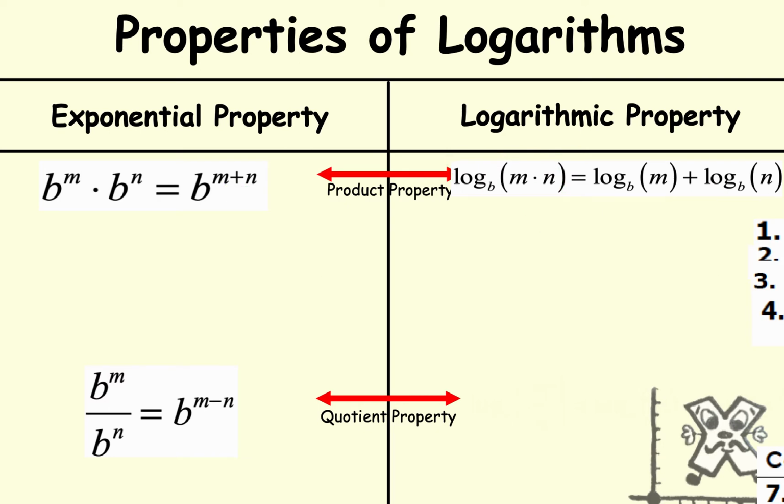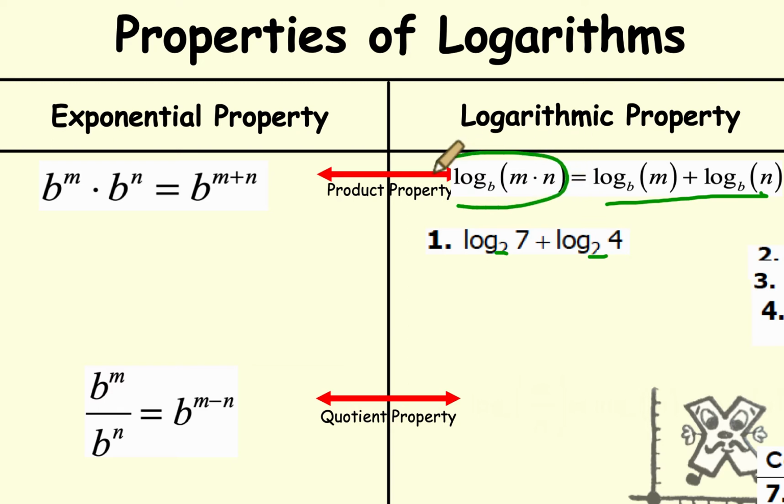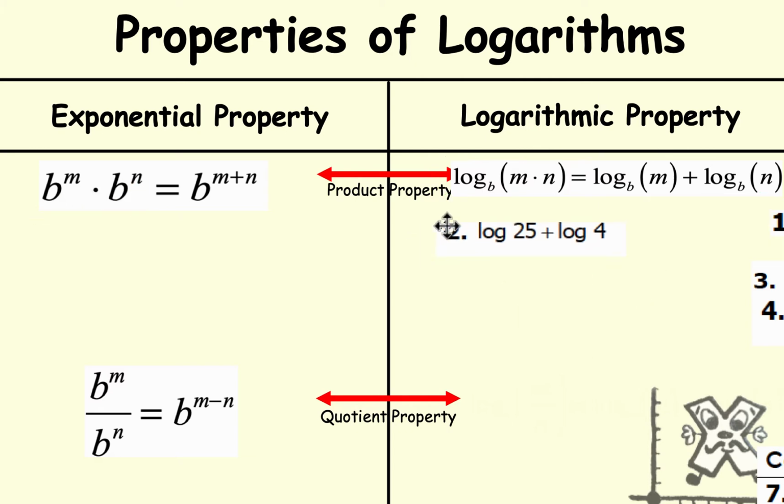So let's try it. Both of these have the same base, which is 2, even though you can't see the 2. I'm going to do what we call condense. Condense means take it from two different logarithms to one single logarithm. So I'm working this way. I'm going to rewrite it, and it says I'm adding the exponents, which means I can rewrite them as the product of the two expressions.